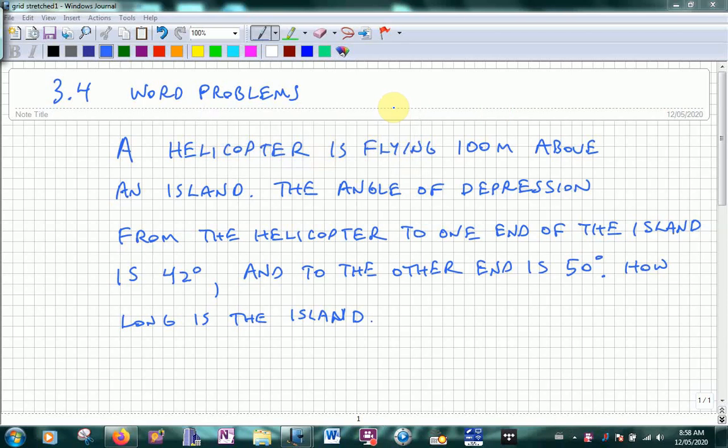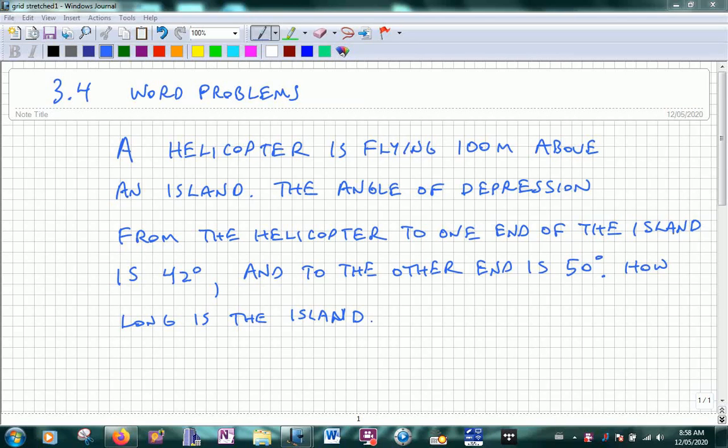Okay, 3.4, word problems. So we've done sine law. In chapter 3, we have done cosine law individually. Now we're going to put them both together. You might use one, you might use the other, you might use both in order to solve a problem involving a triangle. Okay, so it's an application of the skills that you've learned.